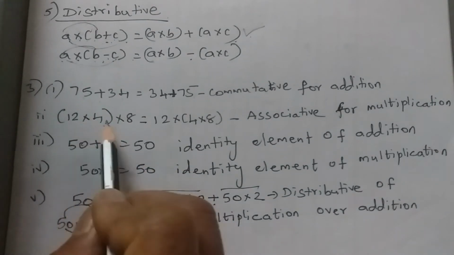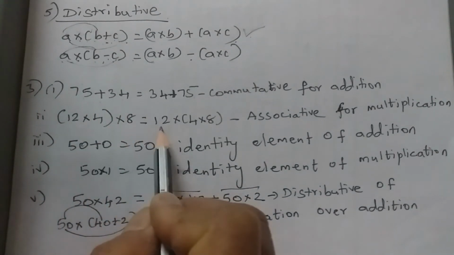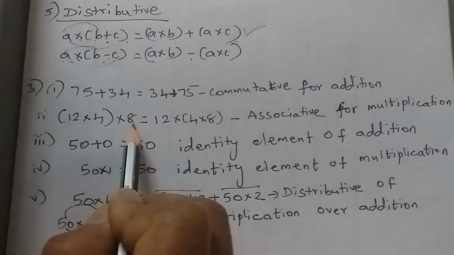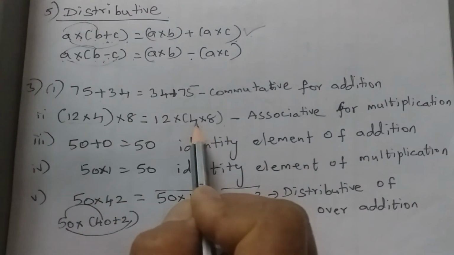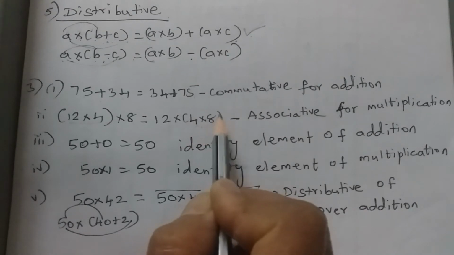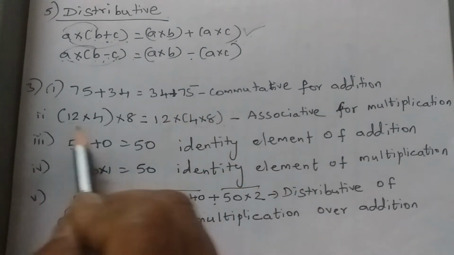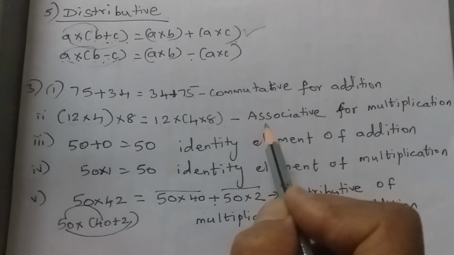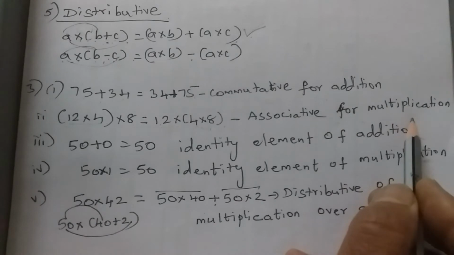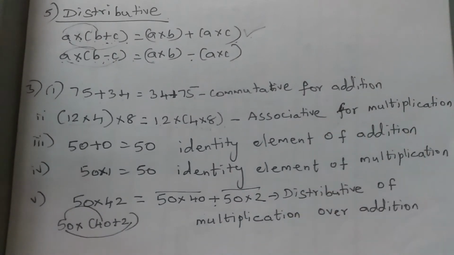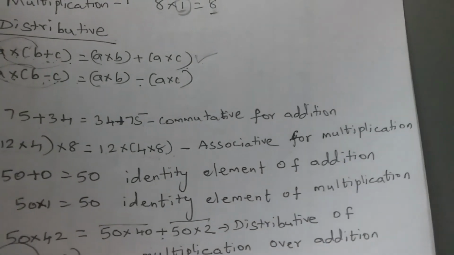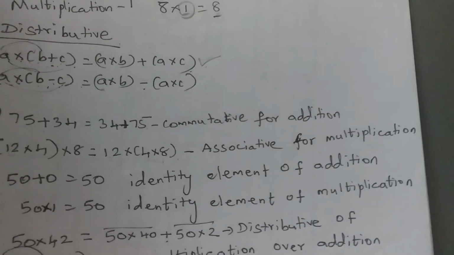Next, 12 into 4 into 8 is equal to 12 into 4 into 8, with different grouping. First multiply the first two numbers and then multiply the third number. Here the second and third numbers are multiplied and then multiplied with the first number. So changing the grouping for three numbers. What is it? Yes, you are right. It is the associative property for multiplication. When the operation is for three numbers, it is associative. When it is for two numbers, it is commutative.